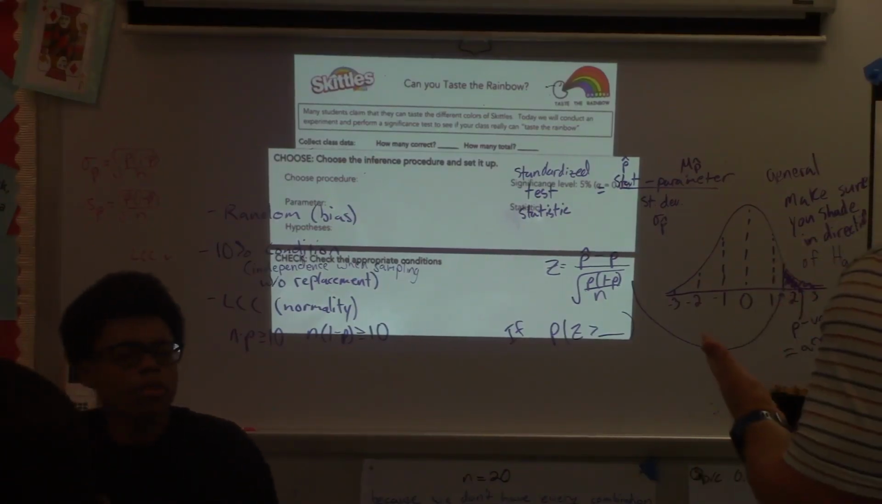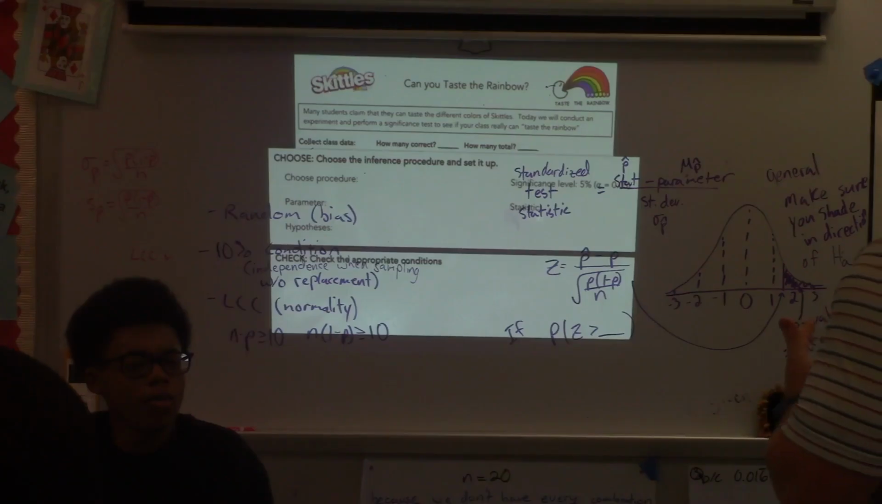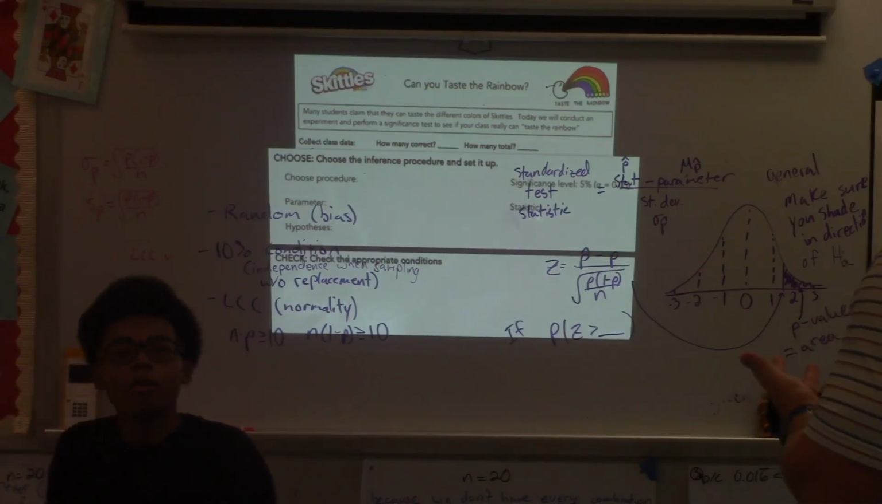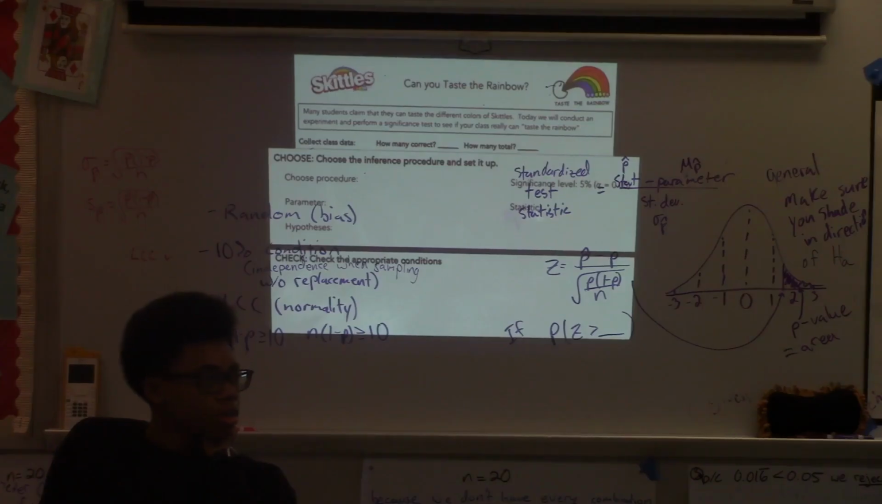Green is lime. Orange, yellow, purple, red. Those aren't flavors. Okay, so red is actually strawberry. Oh, that was cherry. Nope, strawberry. Yellow is lemon. Green is lime. Orange is orange. Purple is just grape.